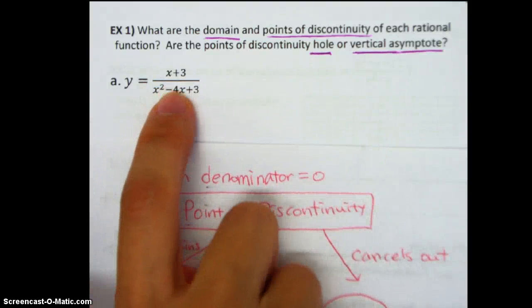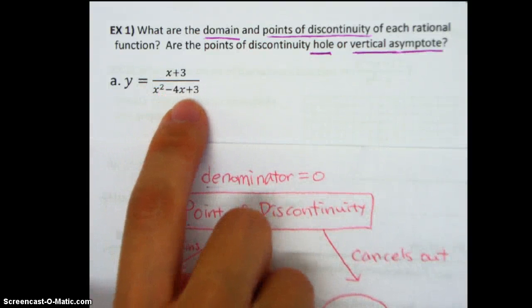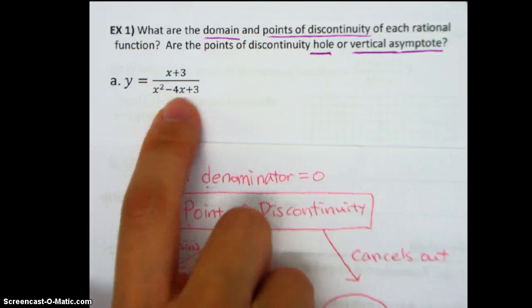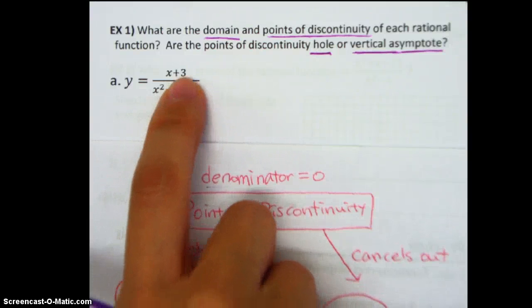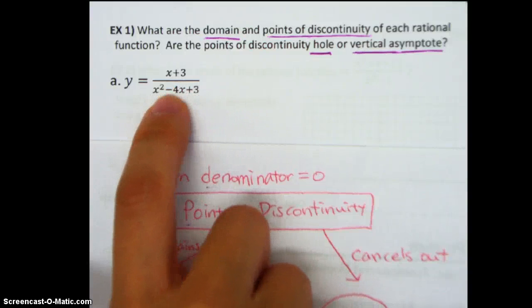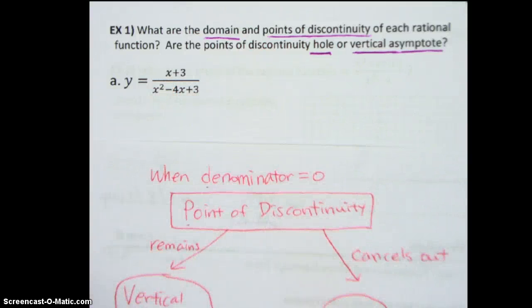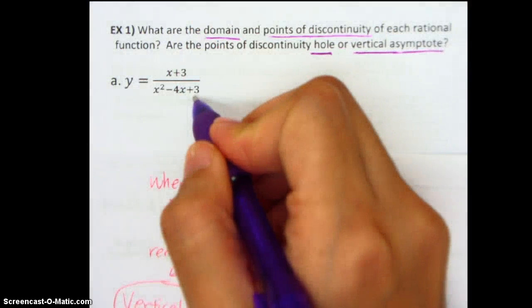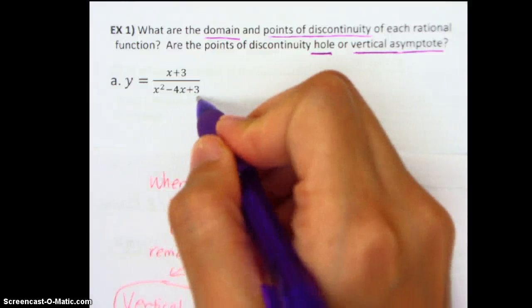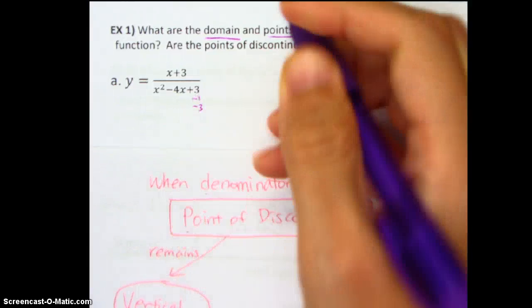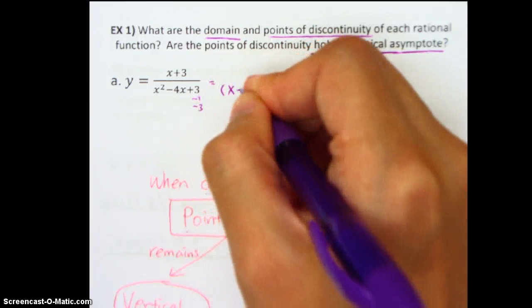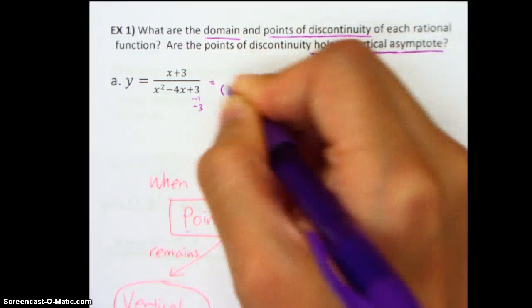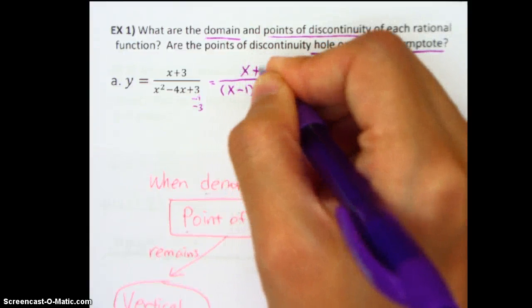x plus 3 is on the top, x squared minus 4x plus 3 is in the bottom. In order to figure out if any factor can be cancelled out, we have to factor this quadratic. Two numbers that multiply to 3 and add up to 4 will be negative 3 and negative 1. So it will be x minus 1 times x minus 3 in the bottom, and I have x plus 3 on top.